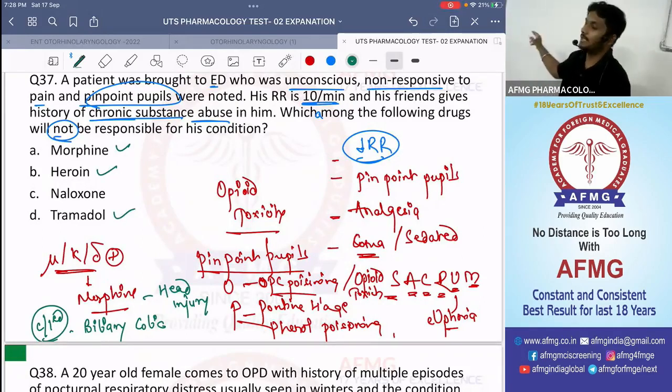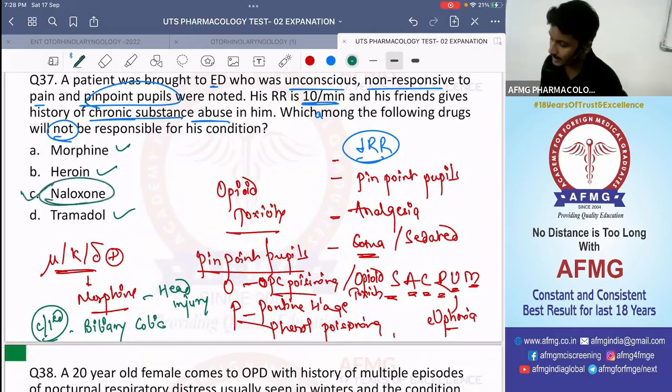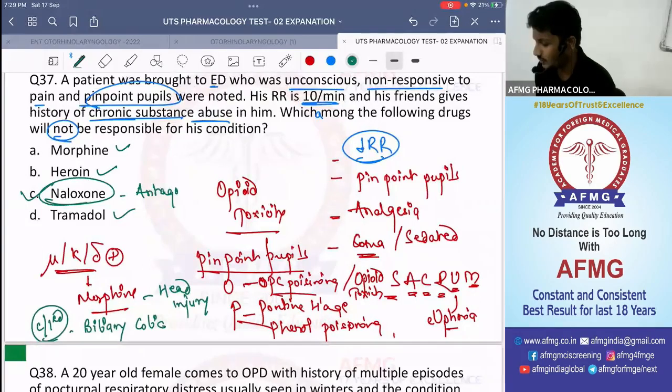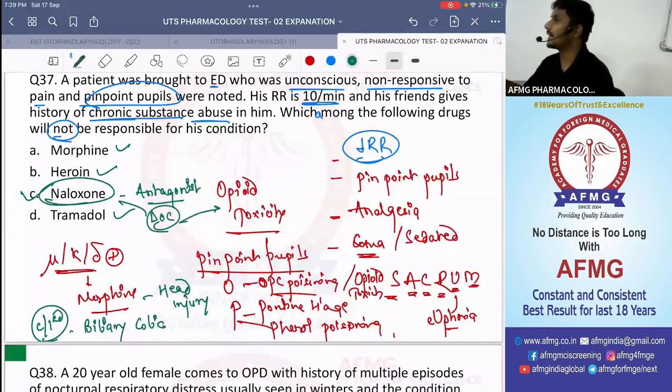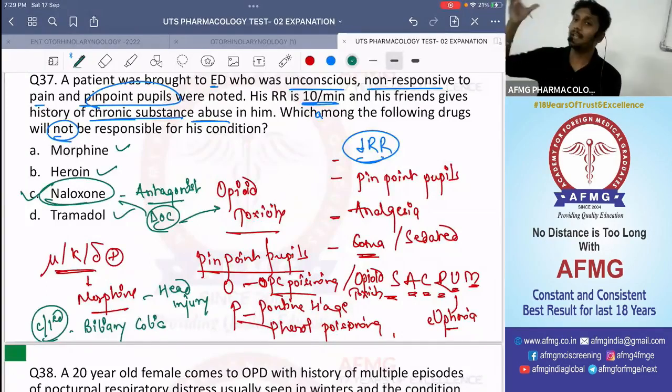So here you can see morphine, heroin, tramadol, all of them are agonists, they will stimulate all the three receptors, but naloxone is an opioid antidote for poisoning, that is an opioid antagonist usually. Okay? It is an opioid antagonist, and therefore it is the drug of choice for opioid toxicity. So rather it will not lead to the condition, it will treat the condition. Okay? And what is the drug of choice? Drug of choice for opioid poisoning, naloxone, given IV.